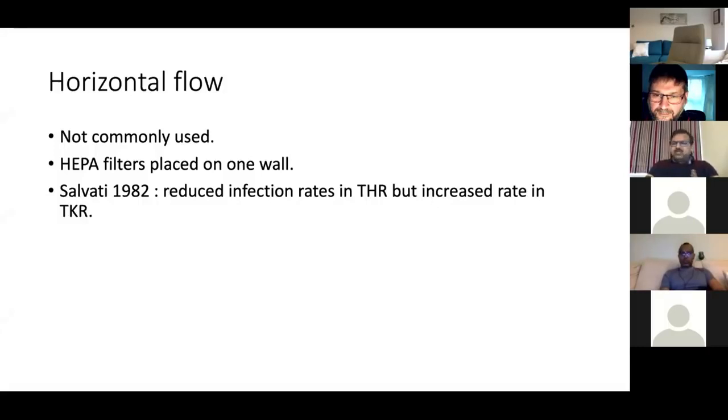The explanation as given in Ramachandran says that it is probably something to do with the placement of personnel in the theater in the line of the flow. Again, if you look back at the picture which I showed before, as you introduce people in the path of the laminar flow, it changes into turbulent flow. And this probably has a bearing on it. Anyhow, it's not commonly used in orthopedic operation theaters.